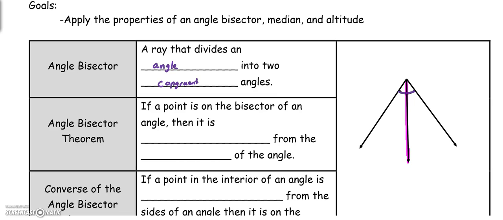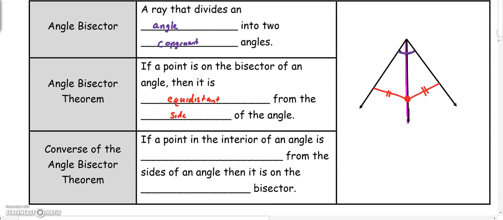We have two theorems that also go along with this. The angle bisector theorem: if a point is on the angle bisector, then it is equidistant, which means equal distant, from the side of the angle. So if I have a point somewhere on this and I draw a segment to the sides of my angle, they're going to be equal distance away from the angle bisector. The reverse works too. So if the point is on the interior of the angle and is equidistant from the sides of an angle, then it is on the angle bisector.